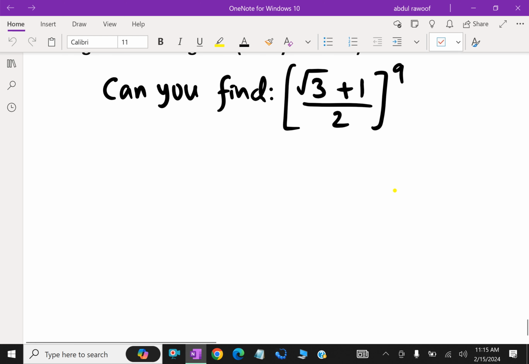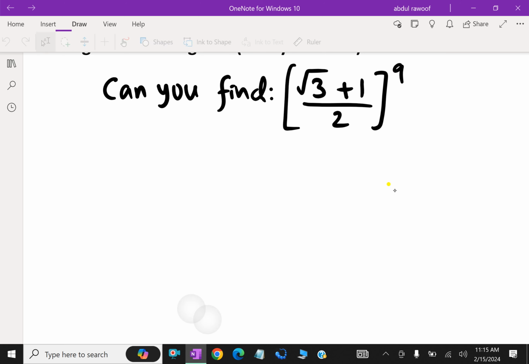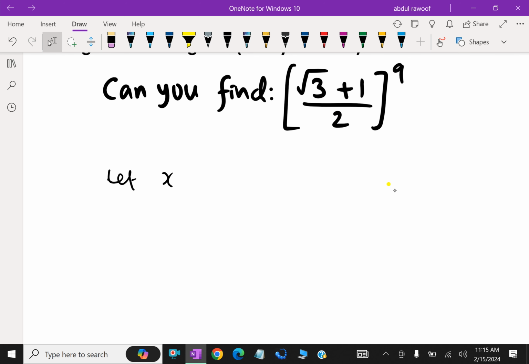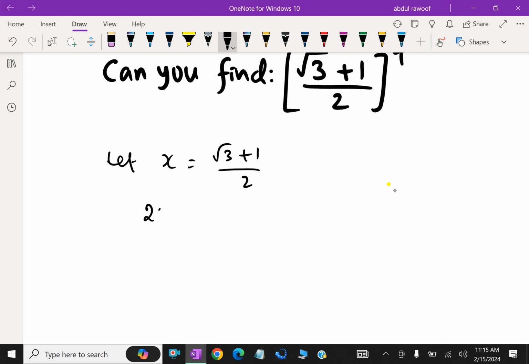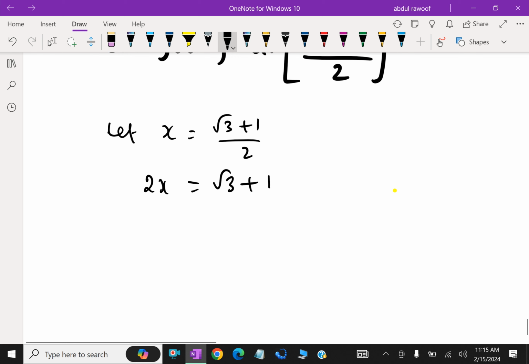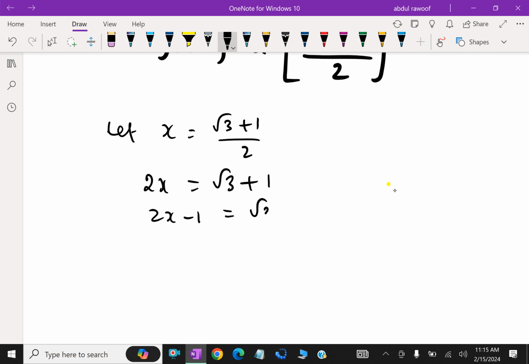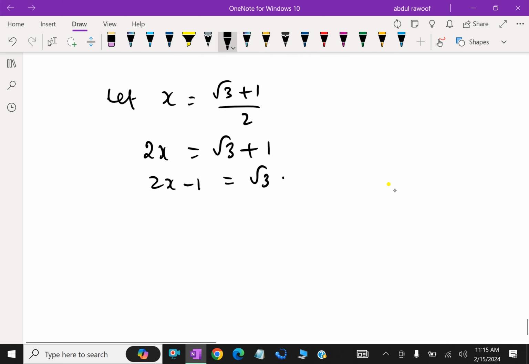Here, let x equal root 3 plus 1 over 2. By cross multiplying, we get 2x equal root 3 plus 1. Then 2x minus 1 equal root 3. Squaring both sides, (2x minus 1) squared equals the square of root 3, which is 3.